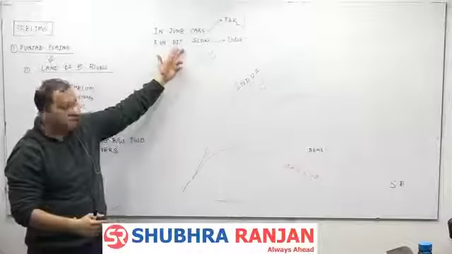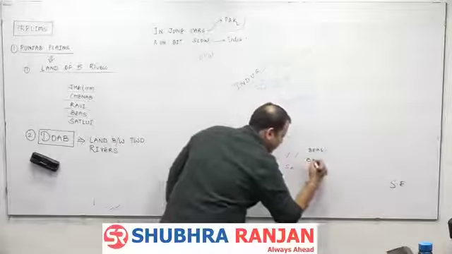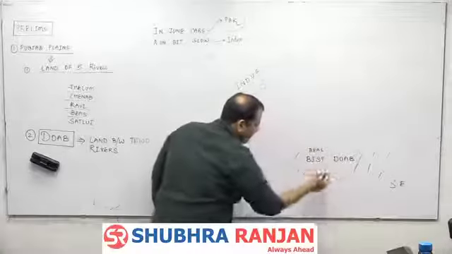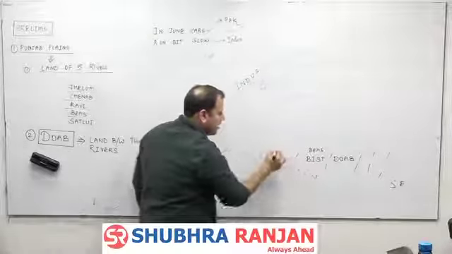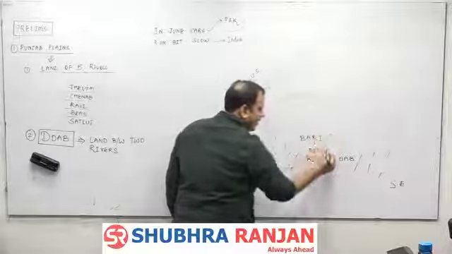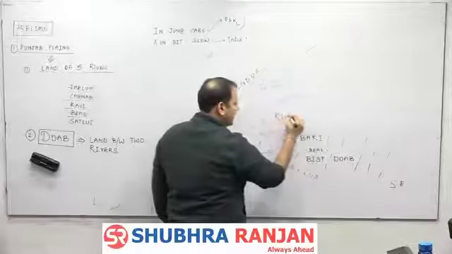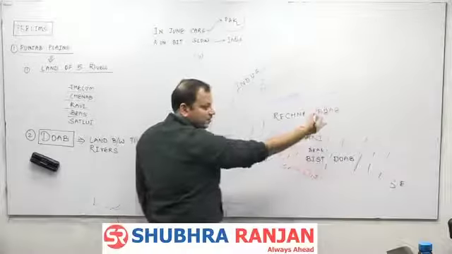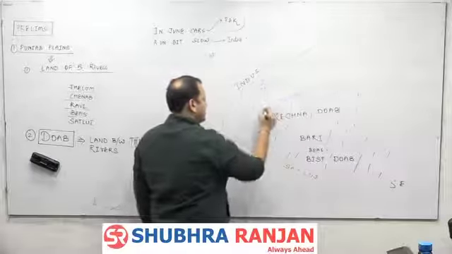So if you remember this three lines, it is very easy to remember the doabs because between Bias and Satluj it is Bist doab. Bias का ST Satluj का Bist doab. Between Bias and Ravi it is Bari doab. Bias का and Ravi का RI. Between Ravi and Chenab, it is Rechna doab. R Ravi ka and Baki Chenab. Between Chenab and Jhelum, it is Chaj doab.